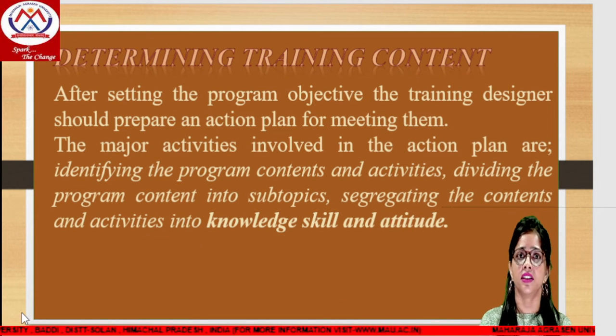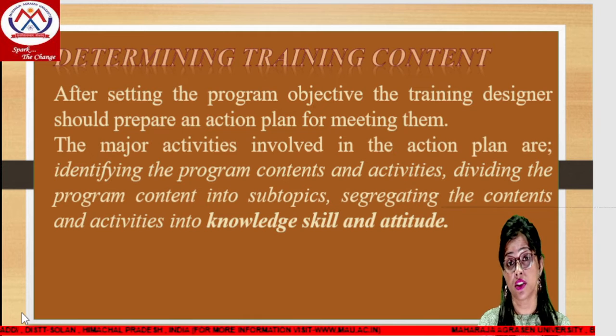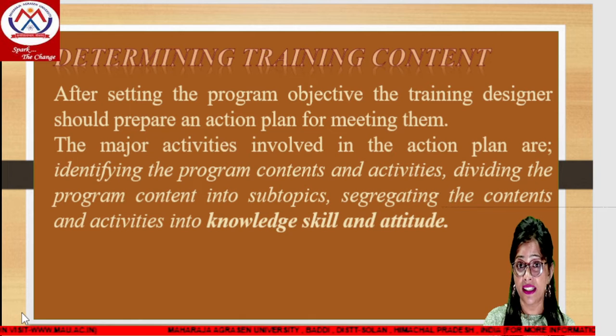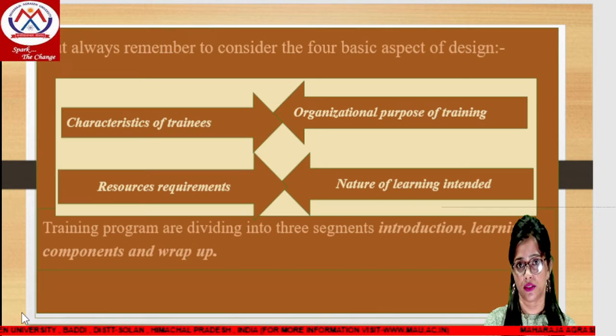Next step is determining training content. It's the most important step. After setting the program objective, the trainer, the designer should prepare an action plan for meeting them. The major activities involved in the action plan are identifying the content and activities, dividing the program content into subtopics, and segregating the contents and activities into skills, knowledge, and attitude.